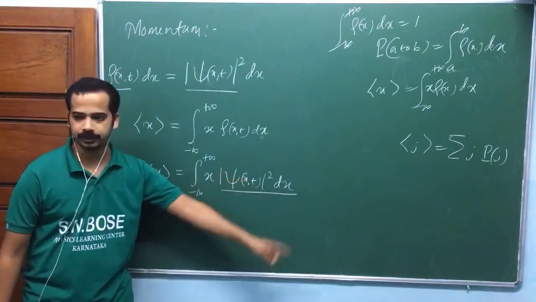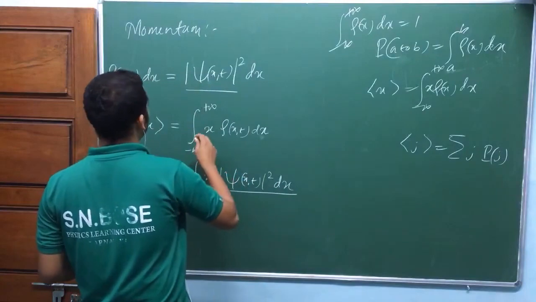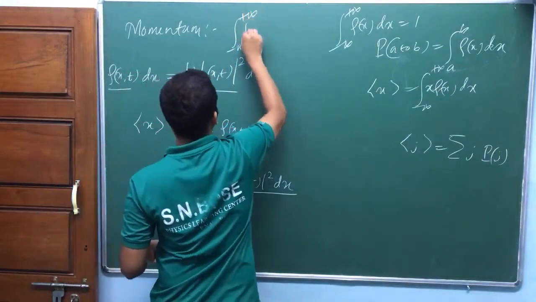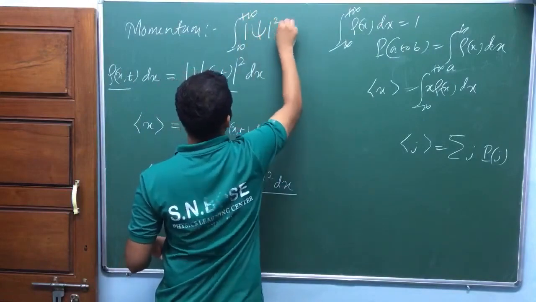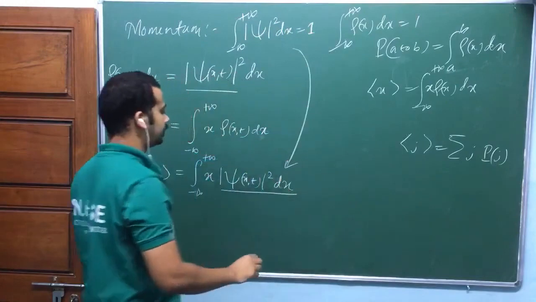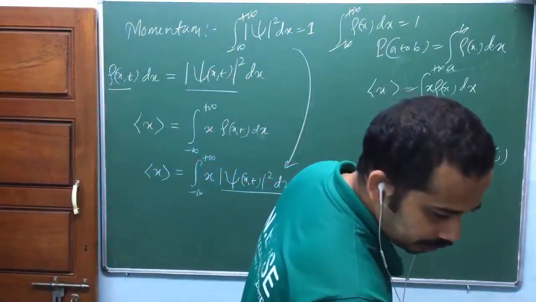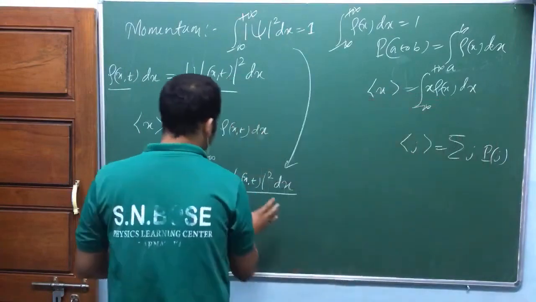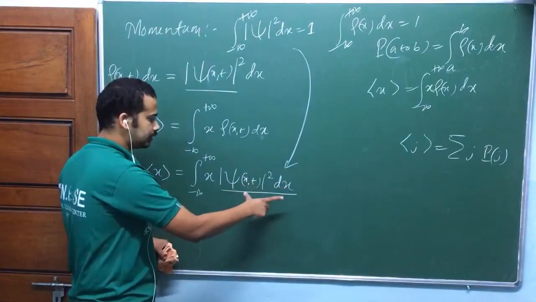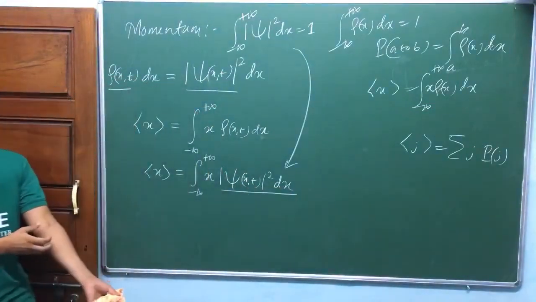If you define probability, remember, first ensure this condition: the integral from minus infinity to plus infinity of mod psi square dx is equal to 1. Then only come to this one, otherwise it will be meaningless, because that definition assumes that this is a probability. This is a probability density, and it can be a probability only when it is normalized, only when the total probability equals 1.